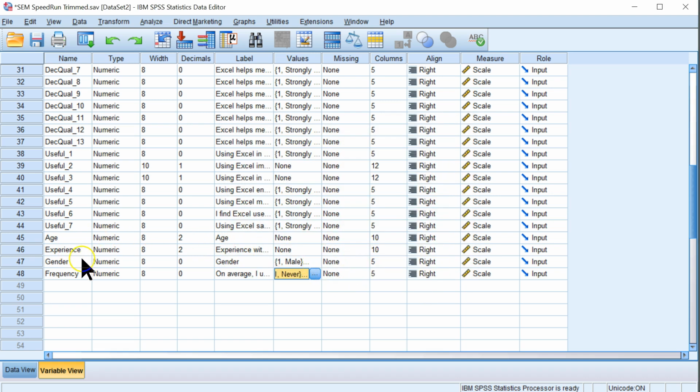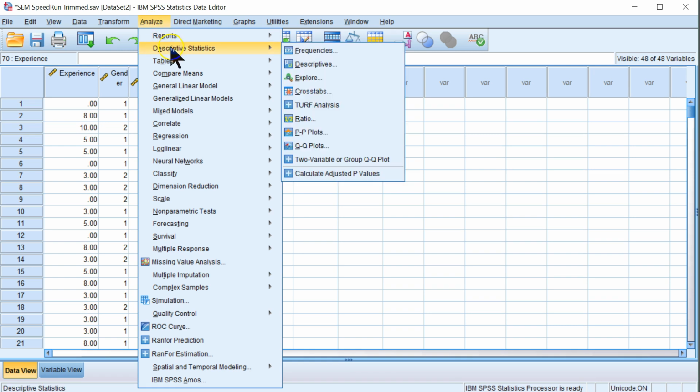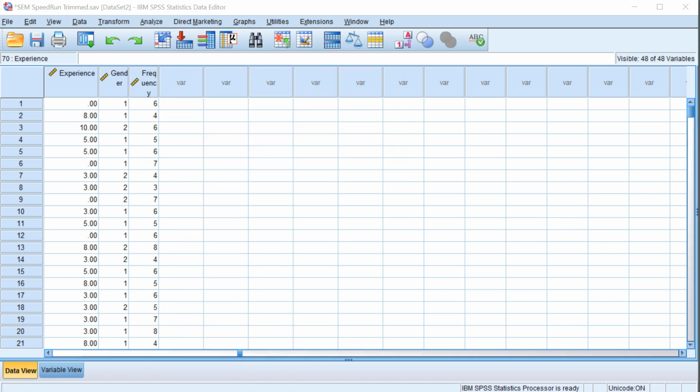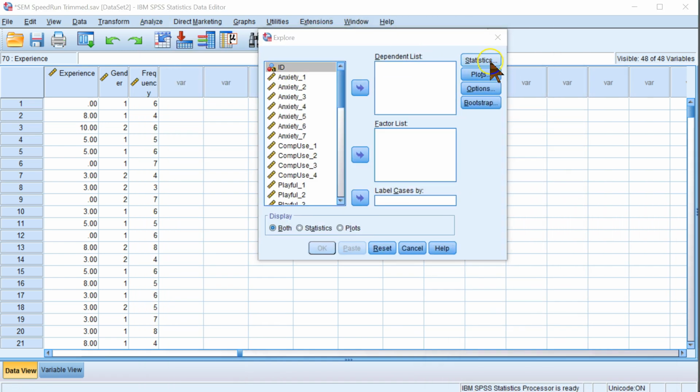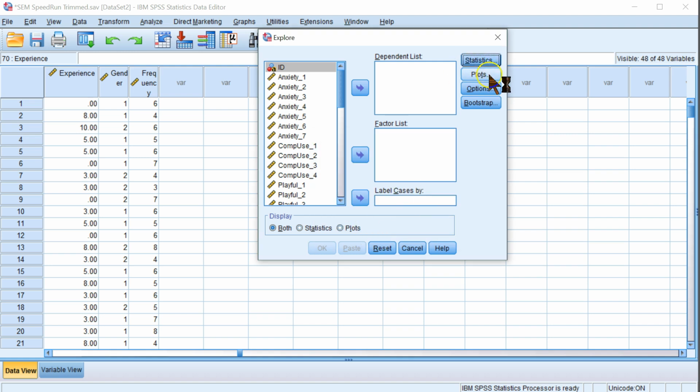Experience and age, I think, are actual numbers, like years. Yes, they are. So let's go look at those. Let's go do descriptives. Here we go. Statistics, outliers. There they are. Continue. And plots.